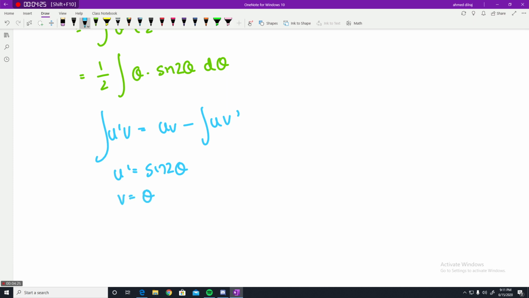So integrating this by using our integration laws, we get u is equal to the integral of sine 2 theta, which is equal to minus a half of cos 2 theta. Because remember, you have to take the inverse of this and multiply it, right?